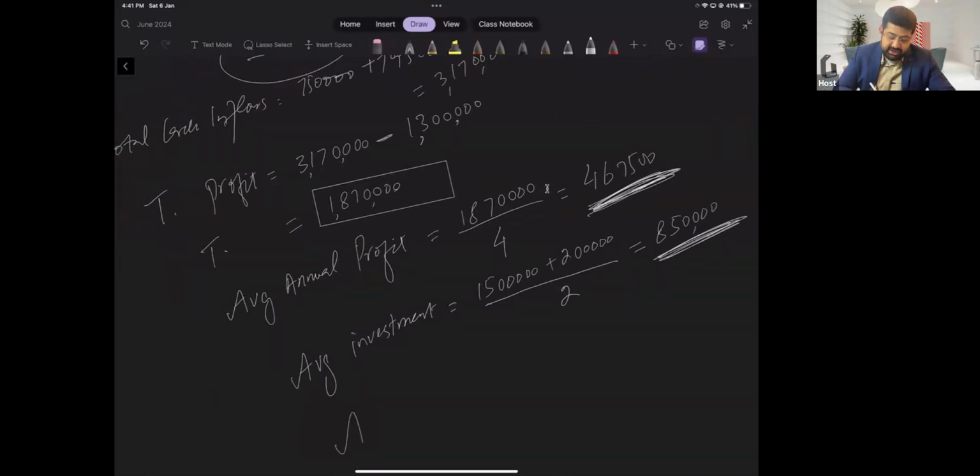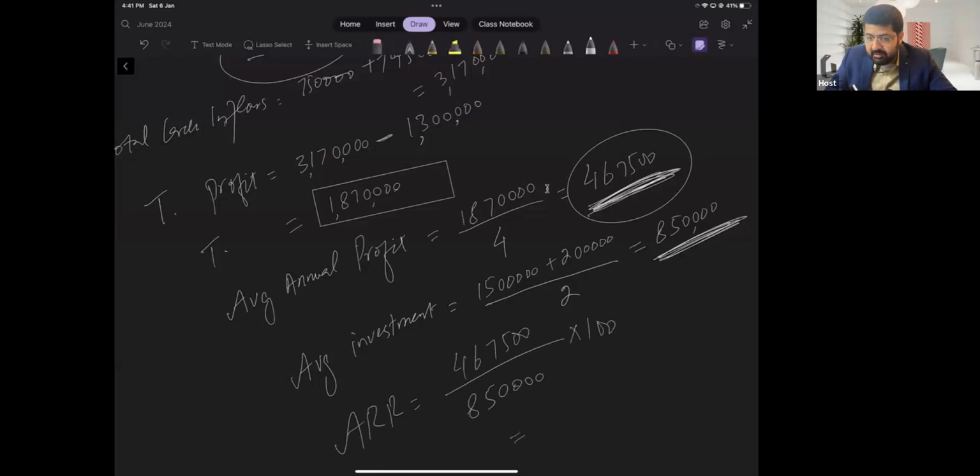Great. So ARR is annual profit divided by 850,000 into 100. Average annual profit divided by average investment into 100.